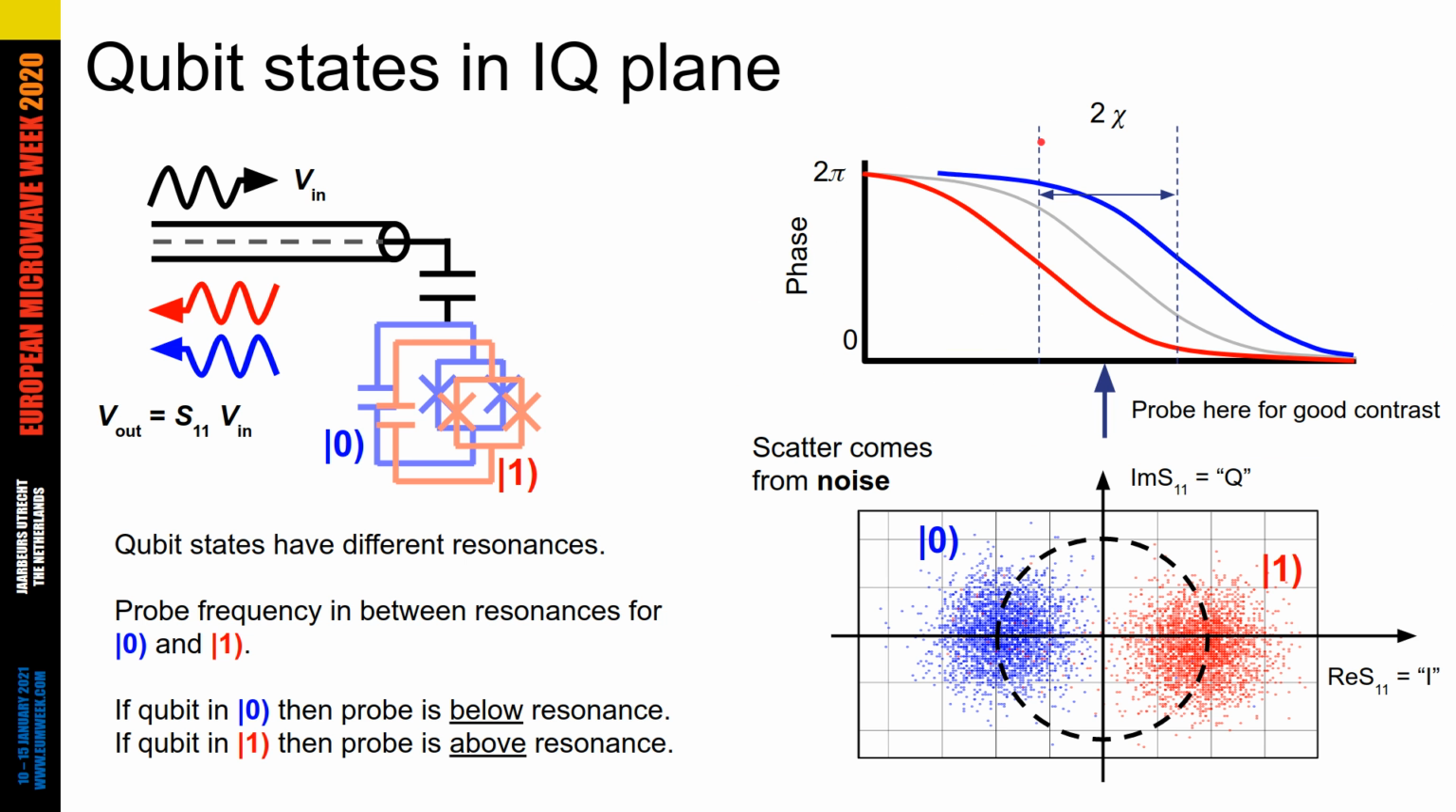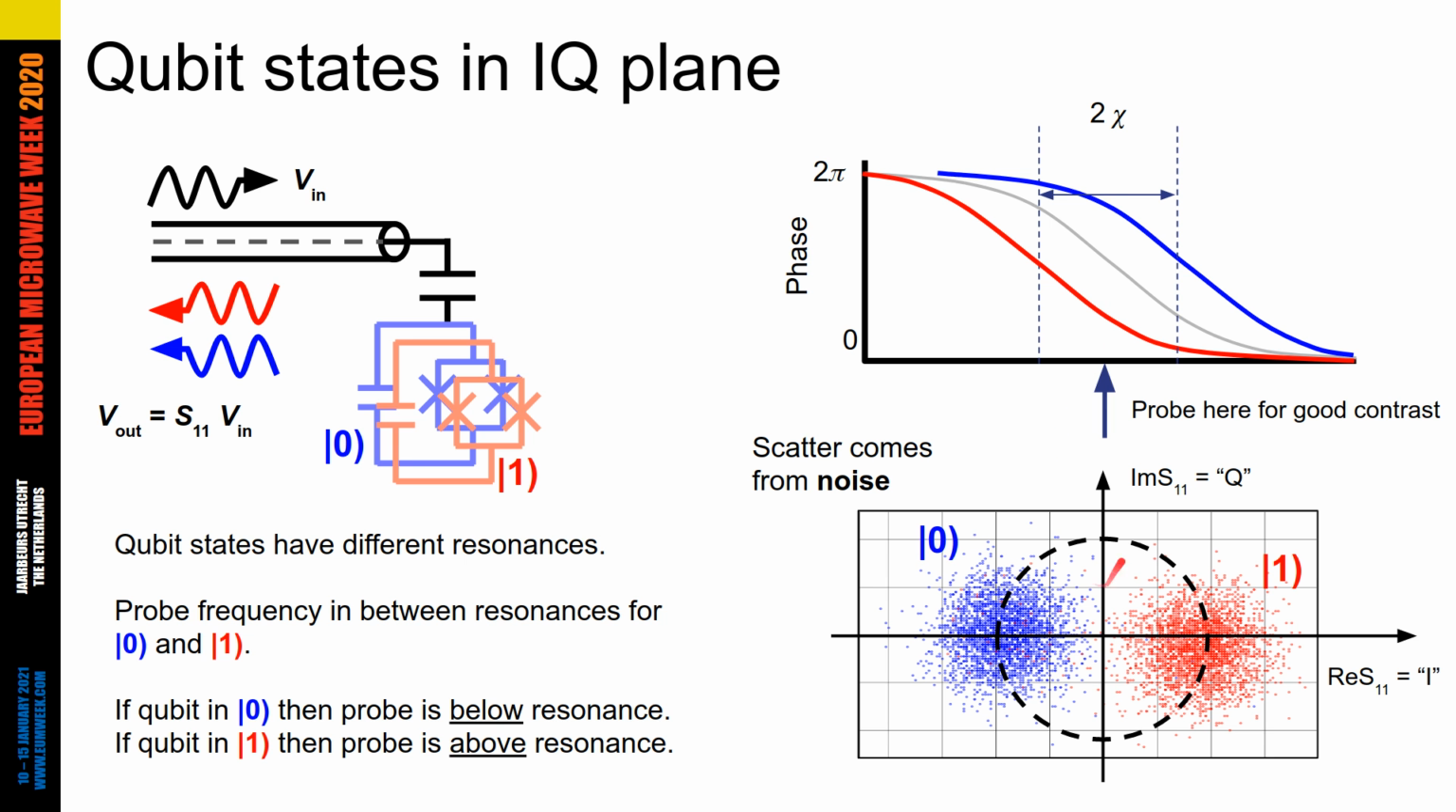The frequency shift between these two curves we call 2 chi, where chi is called the dispersive shift, and this whole measurement strategy is called dispersive readout. We probe in the middle of these two curves, of the two resonances, so that depending on which state the qubit is in, we get a large contrast in the reflected phase.